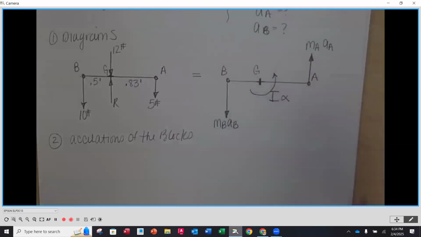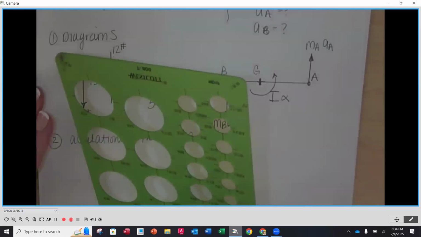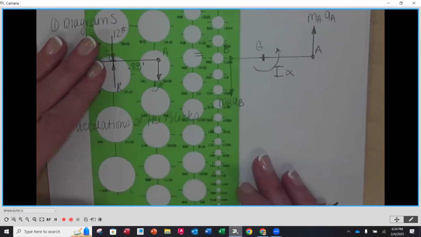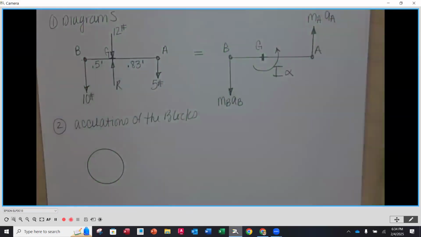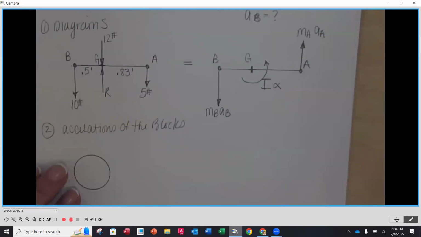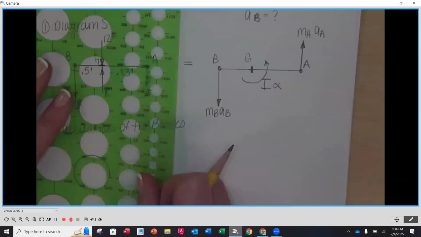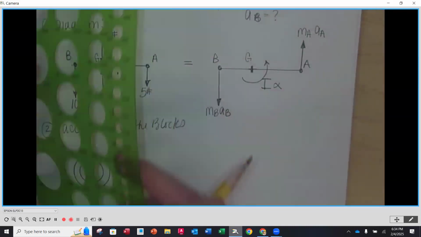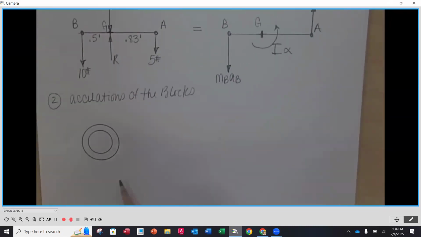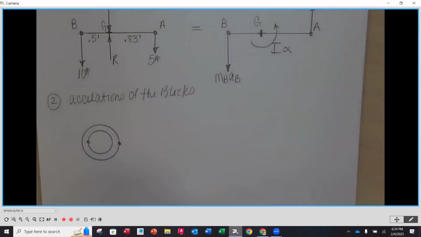So maybe I should draw it. I think I do need to. I think it'll help. Thinking back to kinematics, I'm going to draw a smaller circle on the inside here. All right, so the outer is the larger portion of our pulley, and the inner is going to be the smaller portion.